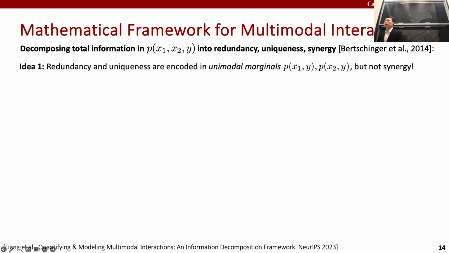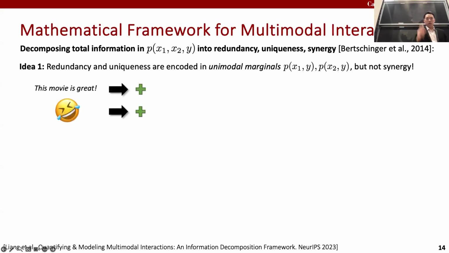The first key idea is that if you have a joint distribution P over x1, x2, and y, there are 2 other important distributions that you can infer. We call these distributions your unimodal marginals. Those are distributions P of x1 and y, so marginalizing x2 away, and a distribution P of x2 and y, so marginalizing x1 away. Now, these 2 unimodal marginals are very important because redundancy and uniqueness are encoded within these marginals, but synergy is not.